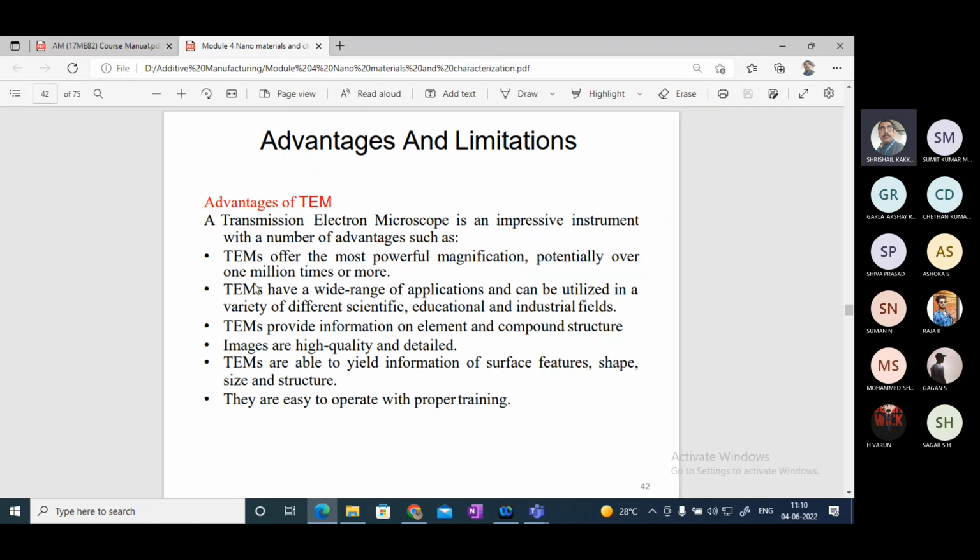That is what we need to understand, why this microscope is very much useful. It provides information about the compound structure, as I just told you. Even a single element and the compound structure also we can look at, and the images will be of very high quality, giving you detailed information. And if the magnification factor or power is very low, what happens? A blurred structure will be formed, or we cannot identify what is inside. So this is very powerful, and it can even give you the surface features, shape and size, orientation and the structure of the material's inside subcomponents.